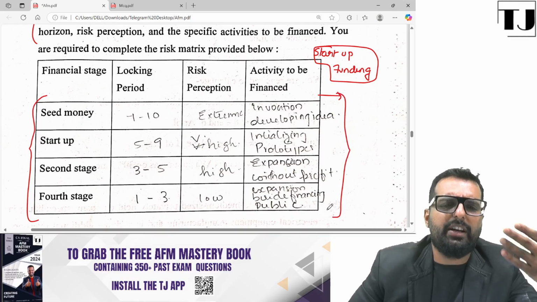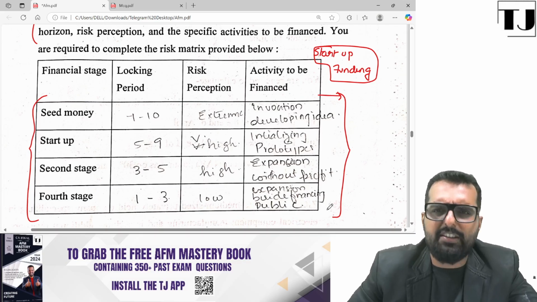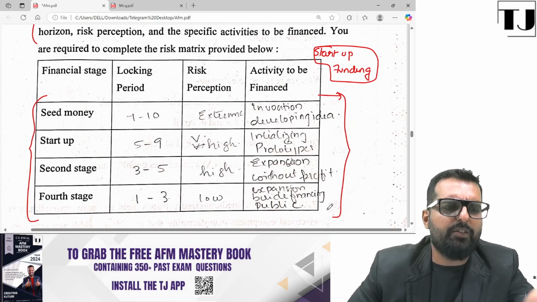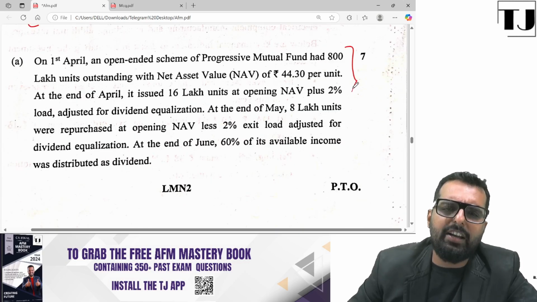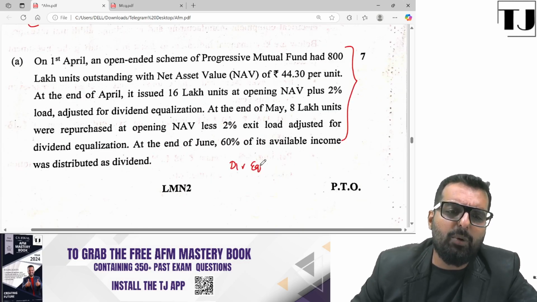Okay, you have different stages, friends. Actually, you have first stage, second stage, third stage, fourth stage. Here they have given you second and fourth stage as such. Okay. This question we have done in our class, dividend equalization.